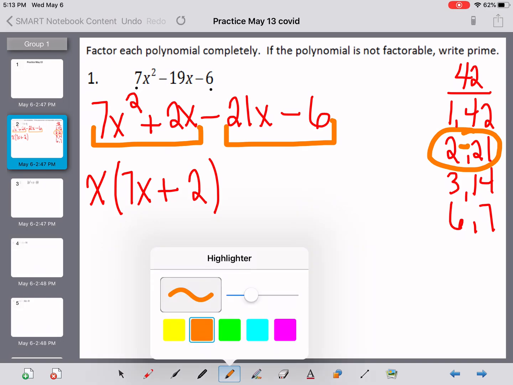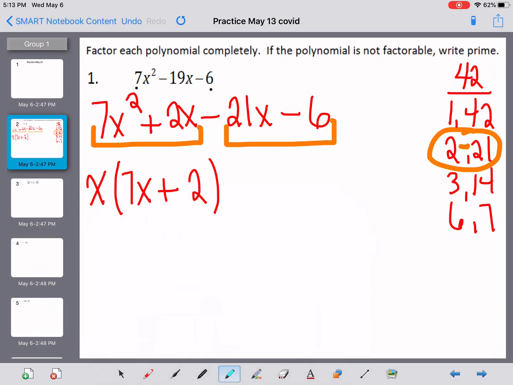Watch out for the sign here. There's a minus in here. So when we come back over here, the greatest common factor in the next group, the biggest number that divides into both 21 and 6, is 3. And again, watch out for the sign, because when we figure out what goes in the parentheses, it's negative 21x divided by negative 3, which is positive 7x. And then negative 6 divided by negative 3, which is positive 2.